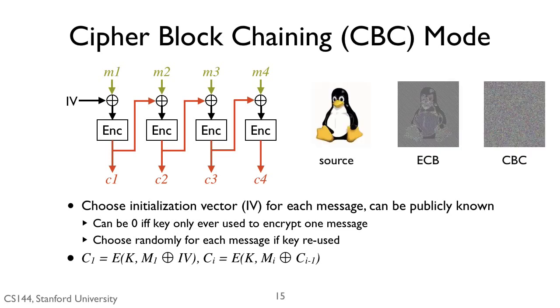If we use CBC mode on the Tux image, we end up computing the ciphertext on the right, so problem solved. But again, for this to work across multiple messages and remain secure, you need to be careful about how you pick and use initialization vectors.